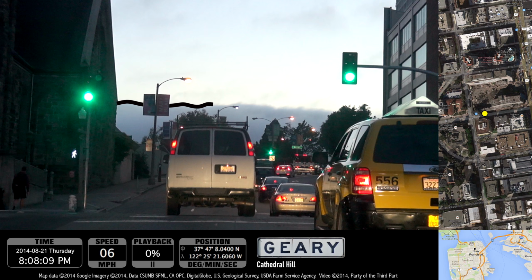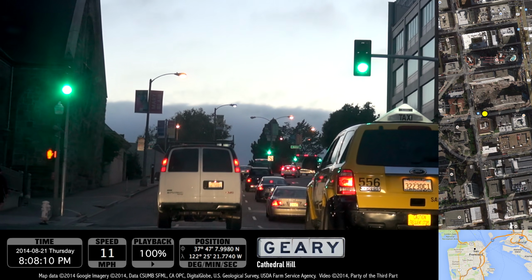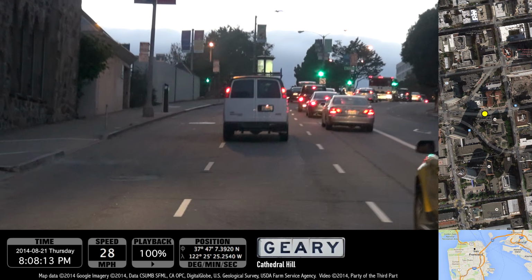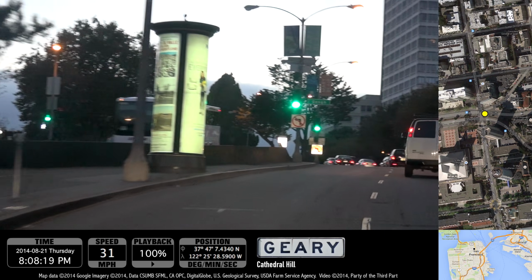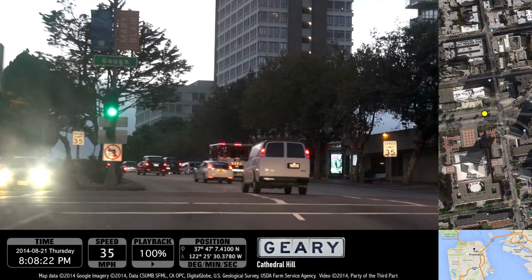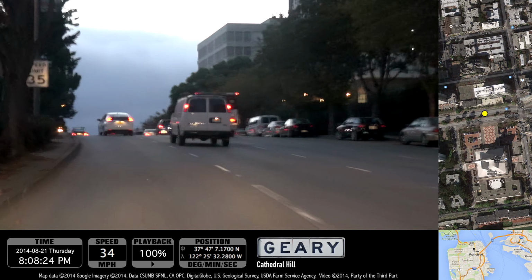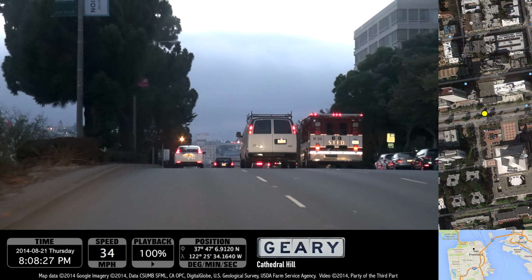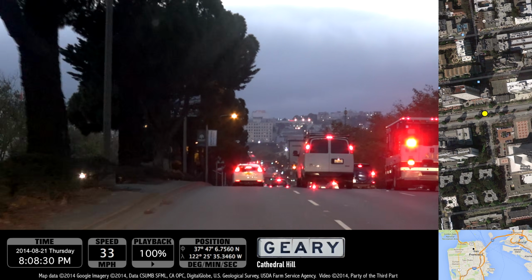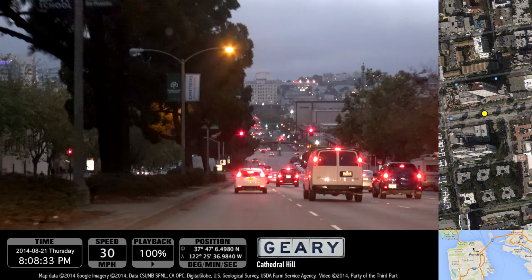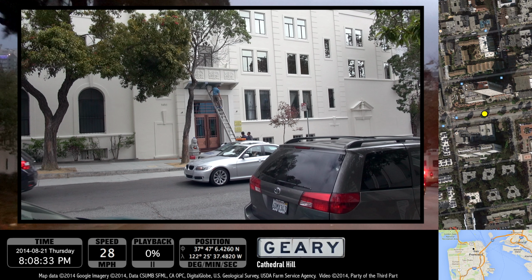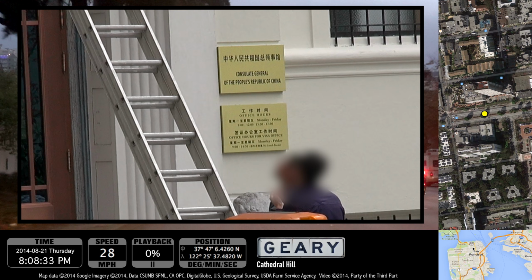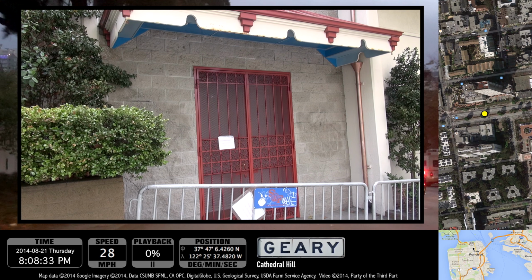As we go over the top of Cathedral Hill, you can see the fog off to the west waiting to come in. You can barely see it from the car, but off to the left is the Chinese consulate. They have a lot of security because there are frequent protests here, for example, about Tibet.